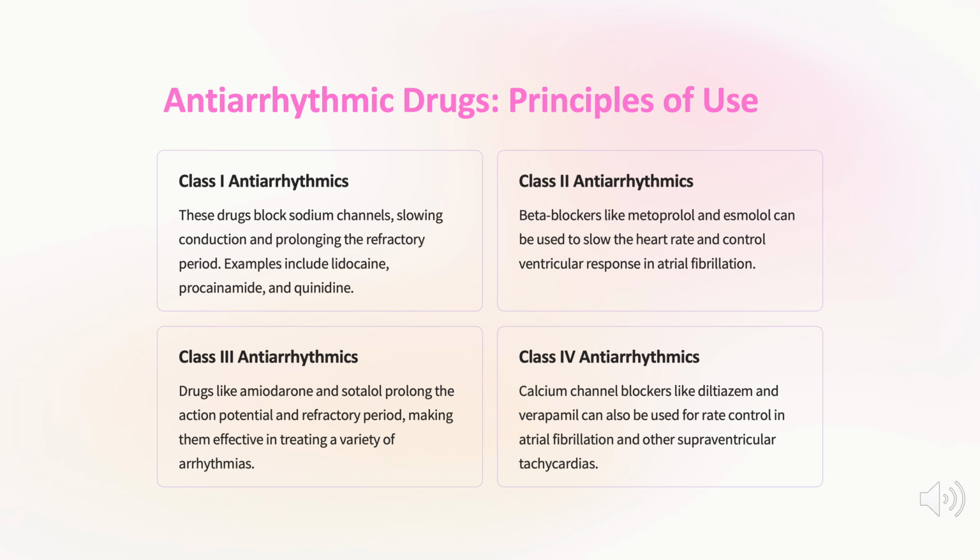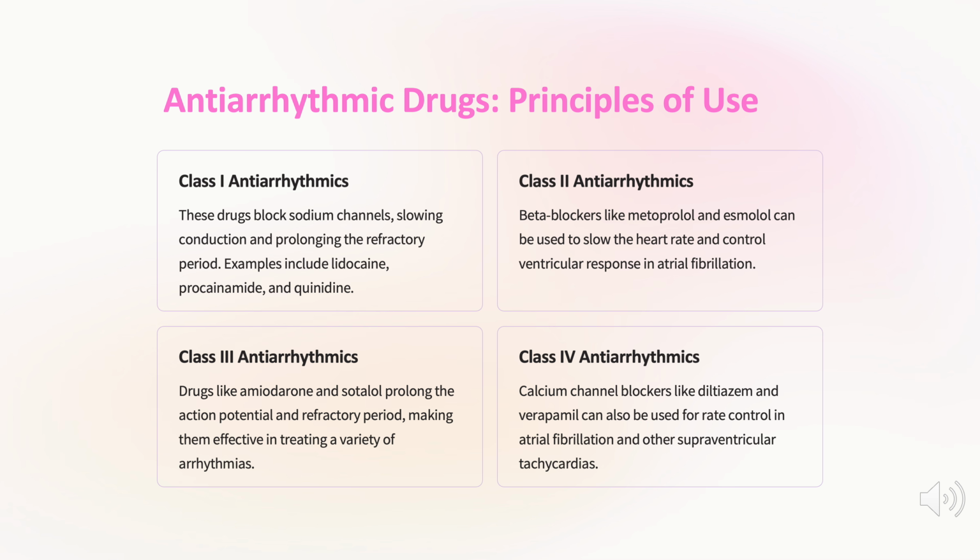Understanding the classification and mechanisms of antiarrhythmic drugs is crucial. Class 1 antiarrhythmics: these drugs inhibit sodium channels, thereby slowing conduction and prolonging the refractory period. Examples include lidocaine, procainamide, and quinidine.